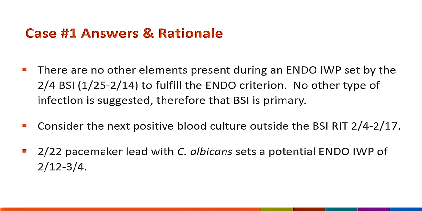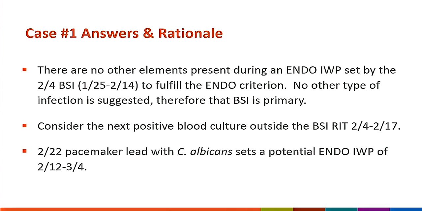So in this case, there are no other elements present during an endo infection window period set by the 2-4 BSI. So using the blood specimen on 2-4, that would give us an infection window period of 21 days of 1-25 through 2-14. And we don't have any other elements during that time to fulfill the endo criterion. And as long as no other type of infection is suggested and criteria met, that means that this would be a primary BSI. So in that case, we would have a primary BSI with the organism of E. faecium on 2-4.